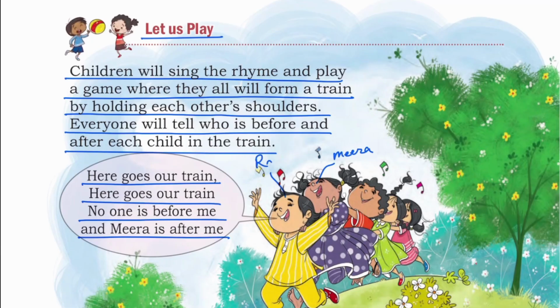If this boy's name is Ram, this girl's name is Sita and this girl's name is Geeta, then Mira will sing like this. Here goes our train, here goes our train. Ram is before me and Sita is after me. Similarly, Sita will sing like this. Here goes our train, here goes our train. Mira is before me and Geeta is after me. Similarly, other children will sing like this.